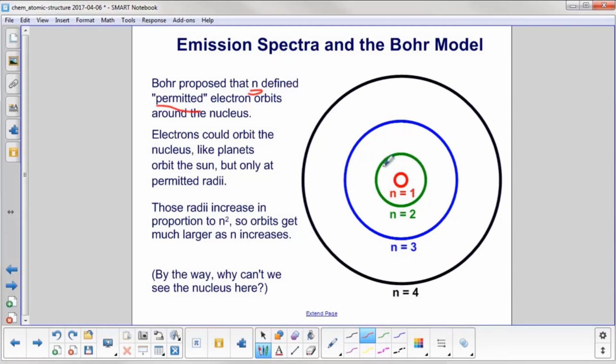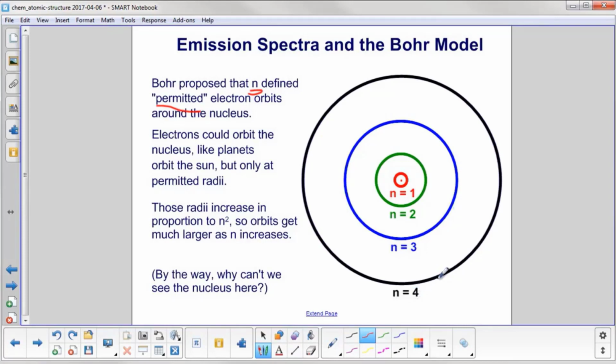For example, you've got this first orbit here, n equals 1. So that's an electron orbit. Here's the question, why can't we see the nucleus? Well, that's really incredibly tiny, way, way smaller than that little dot. So when you look at these circles, those are electron orbits. These radii increase in proportion to n squared, which is the same n squared that the 3 scientists came up with, Pasch and Lyman. And the orbits get much, much larger as n increases.